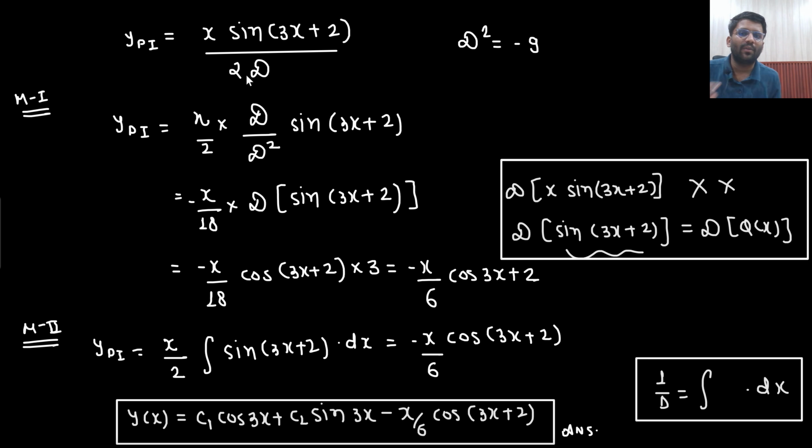And that d will be applied only on qx. So x by 2 will be treated as constant. You multiply, d square could be put as minus 9. So here you are getting minus x by 18. Now the differentiation would be applied on sine of 3x plus 2. And then you will get the answer. And directly if you want to do x by 2, 1 by d is simply nothing but integration only. So you integrate sine of 3x plus 2. What answer you will be getting? You will be getting cos 3x plus 2 divided with 3, minus cos 3x plus 2 divided with 3. So eventually the answer will be minus x by 6 cos of 3x plus 2. That's it.